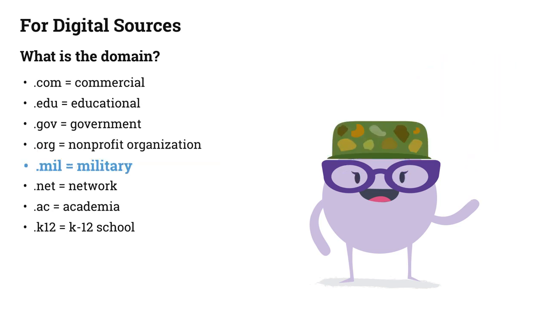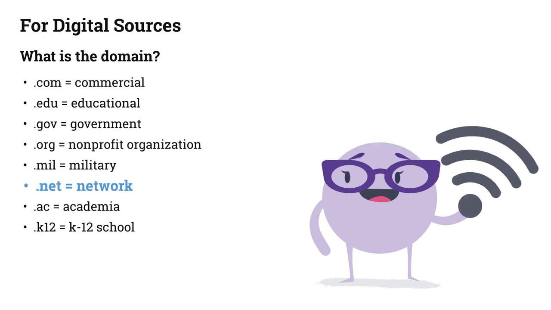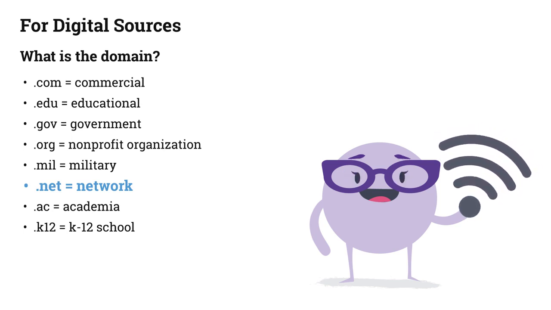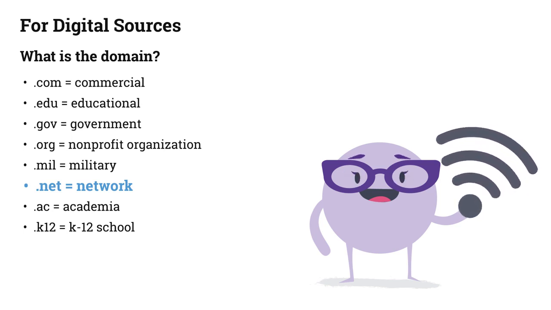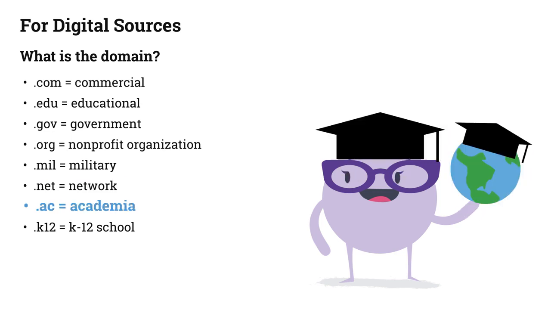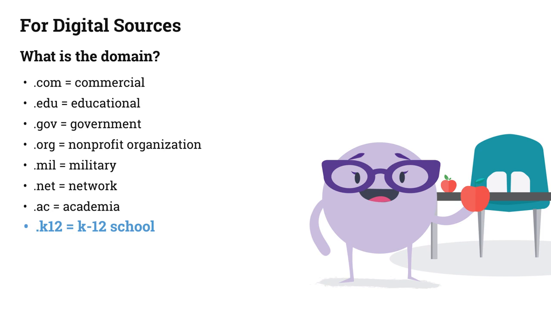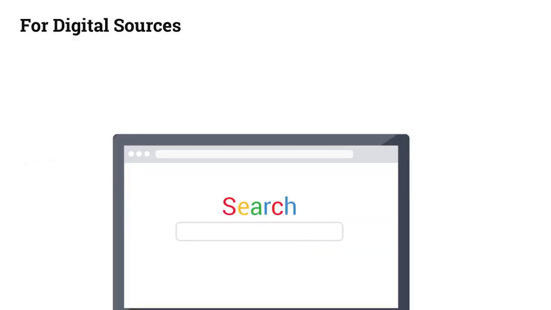.mil is another type of government website with information presented by branches of the U.S. military. .net stands for network, commonly representing internet service providers, but can also be used for a variety of reasons. .ac represents academia, with information from academic institutions in different countries. .k12 mostly shows information from a K-12 school, whether it's a school district website or a teacher website. So for digital sources, a good starting point is to review the domain and consider the goals or motives of an organization and how that impacts their credibility.